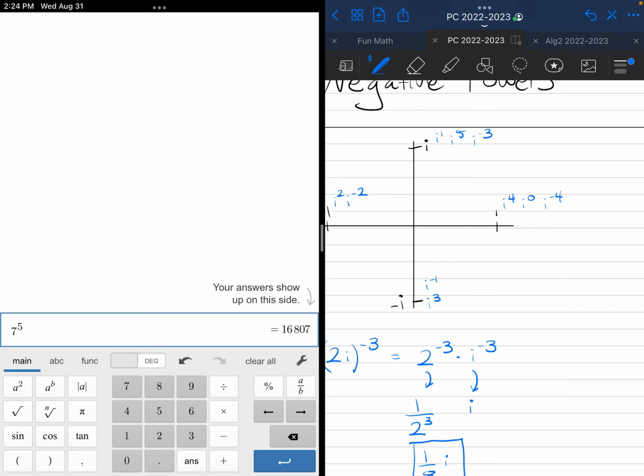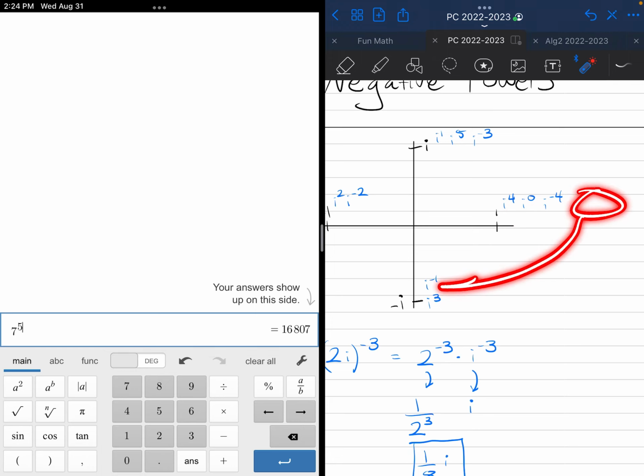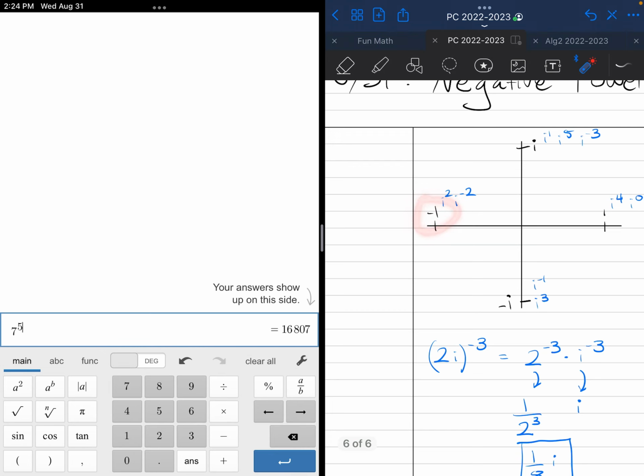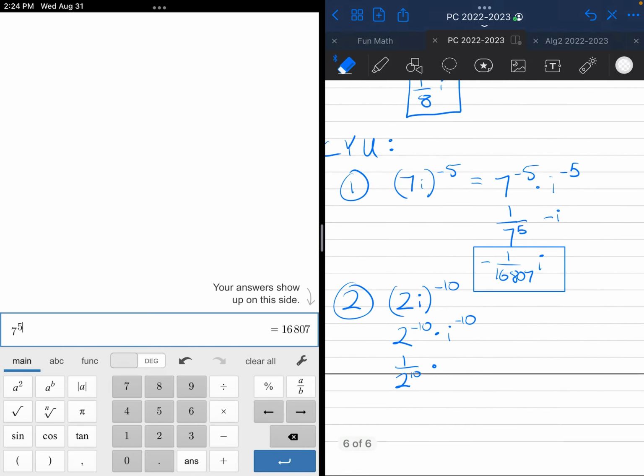So I know that i to the power of -8 would live, let me use my laser pointer so I don't have to erase, i to the power of -8 would live where it's divisible by 4. So -8, -9, -10. So -10 lives at -1. So I'll come down here and say that is -1. And now all that's left to do is do 2 to the power of 10.